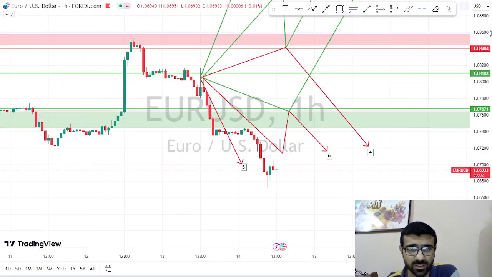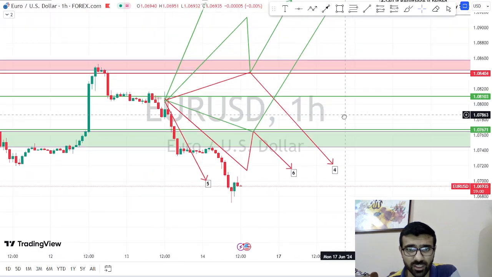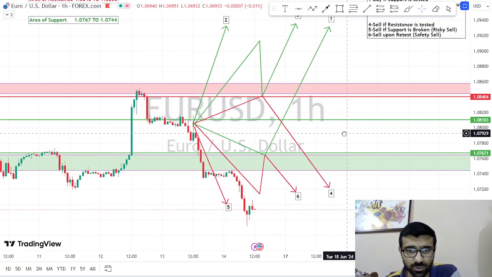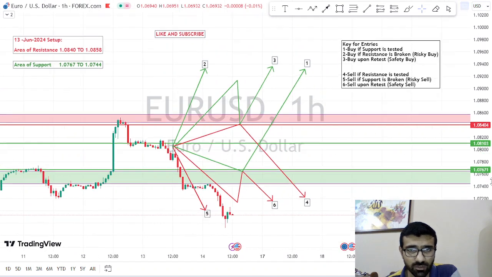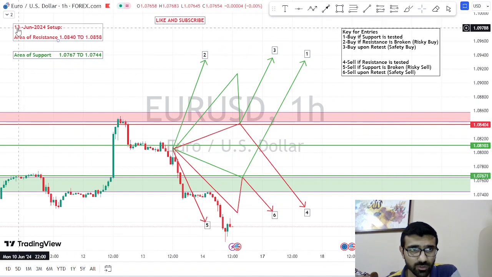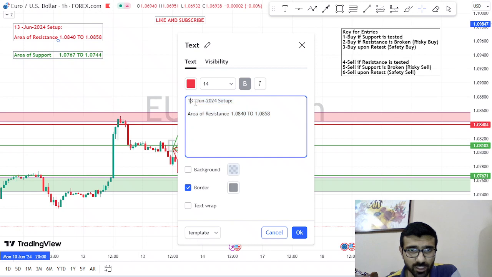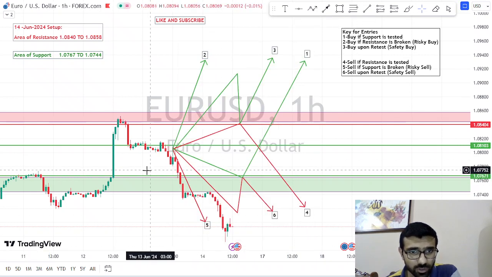And you guys can clearly see that we have broken past our major area of support as well, and now we are at a lower level of support. So for today we are going to make the new areas of resistance and support. But first of all, let us see how much profit or loss we would have made.